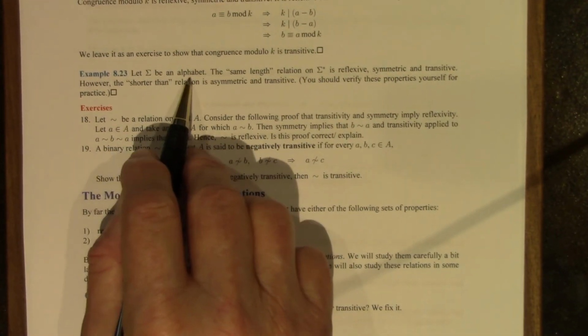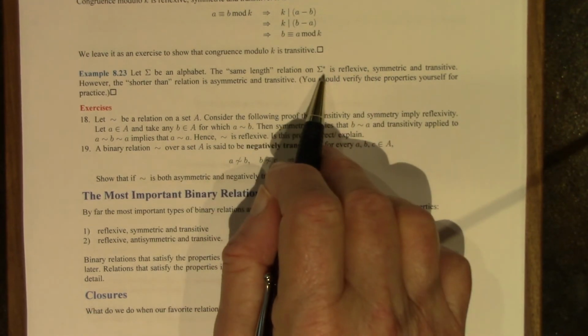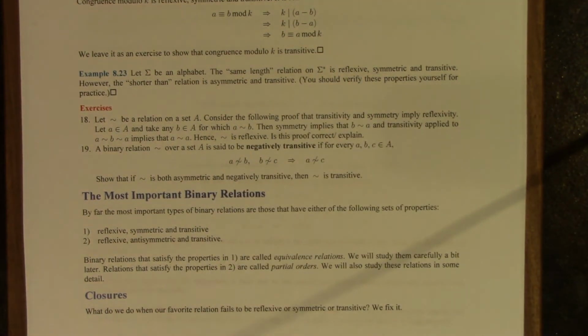Finally, if sigma is an alphabet, the same length relation on the set of words is also reflexive, symmetric, and transitive. Shorter than is asymmetric and transitive. And I'll leave that for you to verify again.